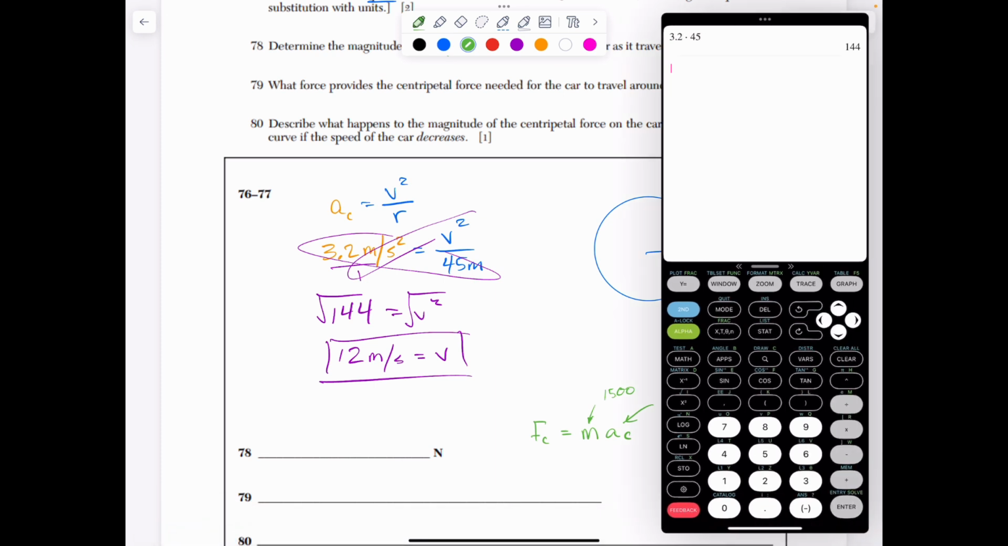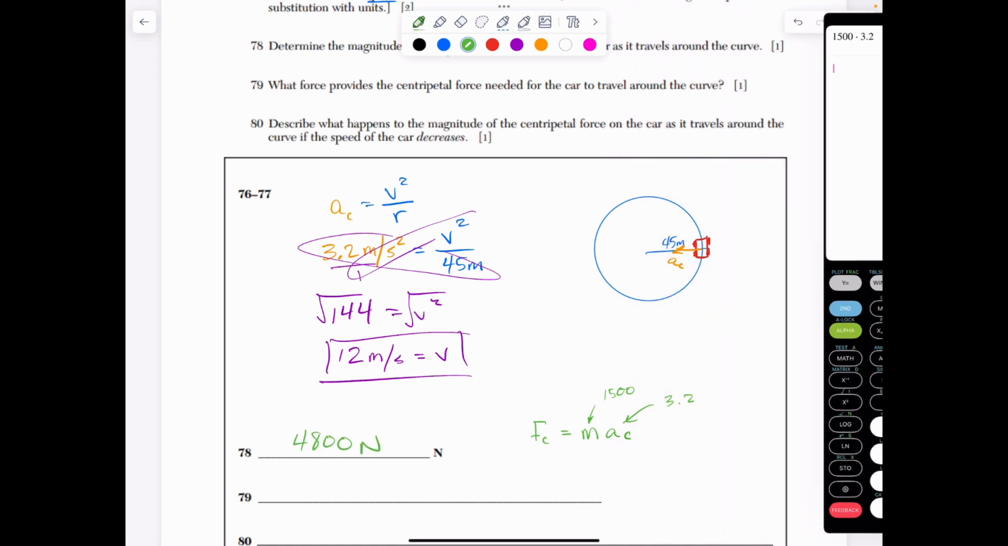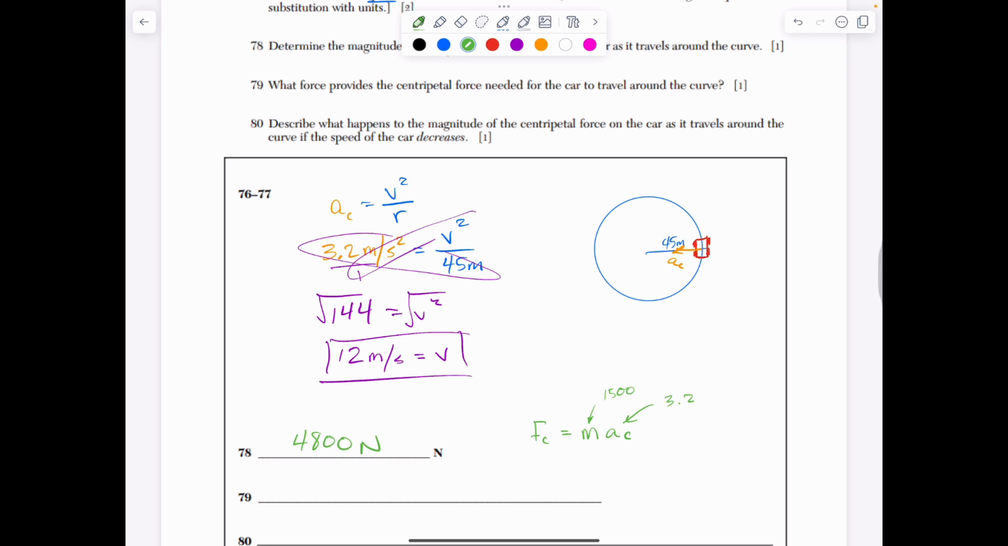Notice I'm not showing any substitution with units. I don't even need to write that. I'm just showing it. We could just plug this into our calculator. 1 point question. And we get 4,800 newtons. Now, 79 says what force provides the centripetal force needed for the car to travel around the curve.